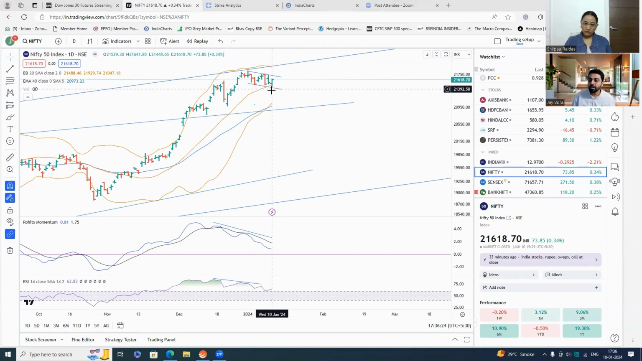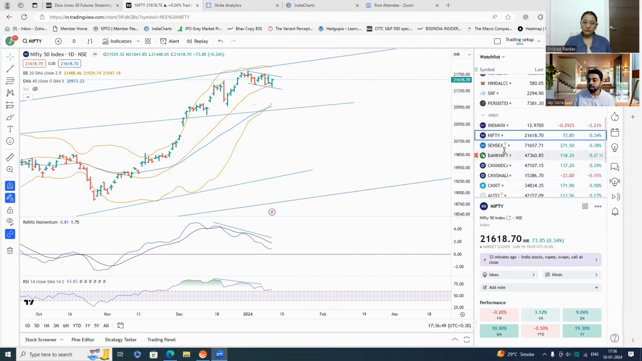So until we get a close below that and we see Nifty sustaining below that, there is a risk that one more move on the upside can play out. But overall the structure doesn't seem to be that great, and the internals of the market are becoming weak. I'll come to that point in a while. Before that, we'll just see the other indices.